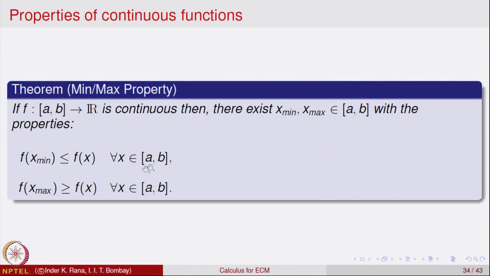This also indicates that for a continuous function, the range has to be bounded by the values f of x min and f of x max. That means there are two values, which you can call small m and capital M. Let us just write this property.